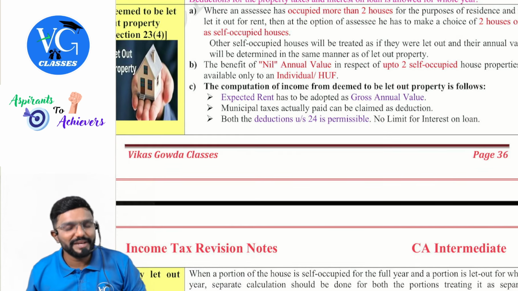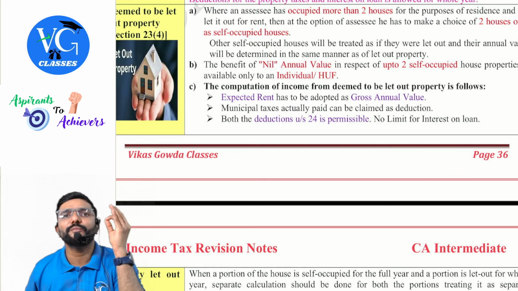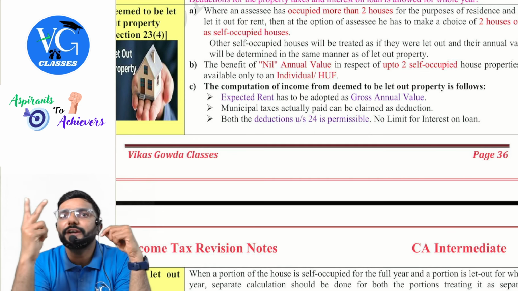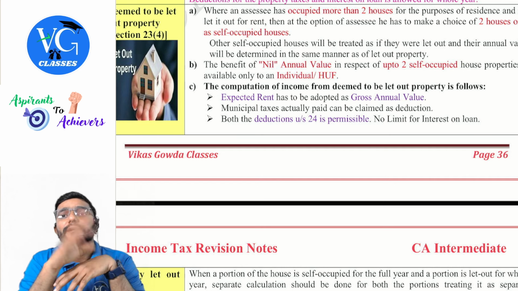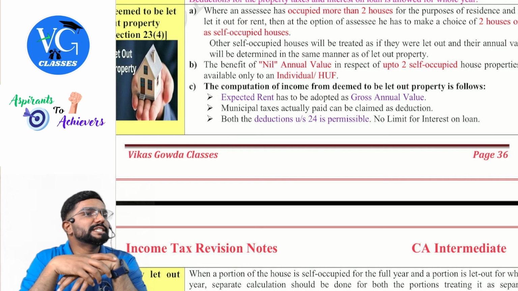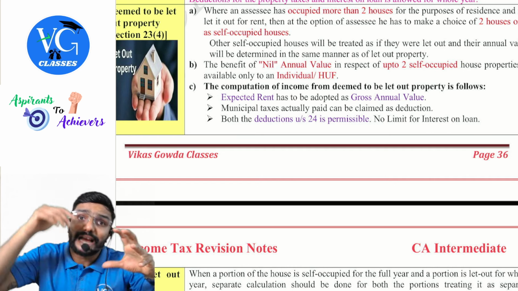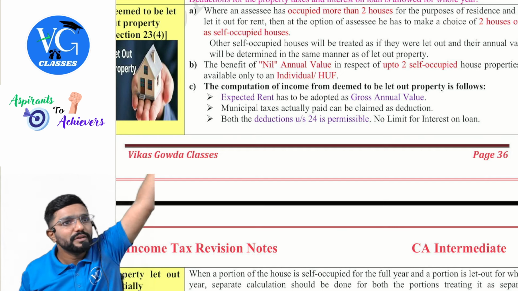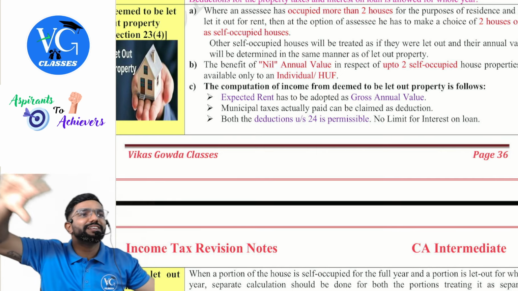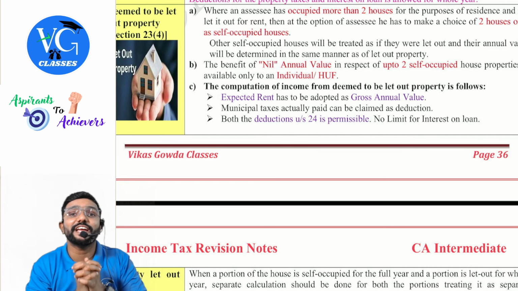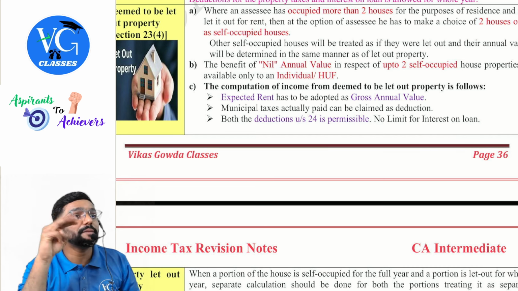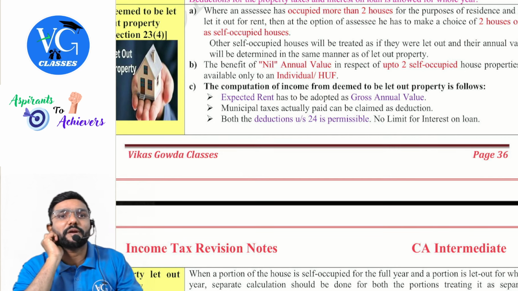Next, deemed to be let out property. Maximum how many properties can you have as self-occupied? 2. Section 23 subsection 2: deemed to be let out property. Anything over and above 2 is considered deemed to be let out. See, if it is actually let out property... No, sir, we have 5 properties. In all 5 properties, I and my family members are staying, sir. In that case, only 2 are self-occupied. The remaining 3 are deemed to be let out property.